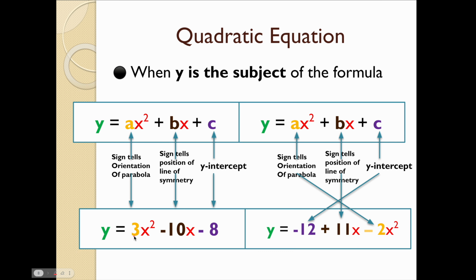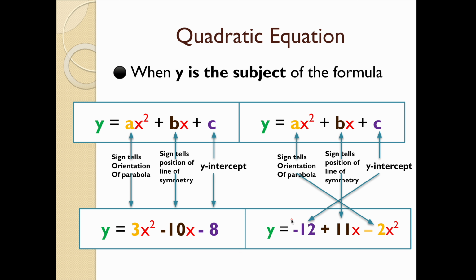Now, based off of this, we know that the value of a is +3. So my question to you is, does this graph have a minimum point or a maximum point? Minimum point. Excellent. How did you know that? Because it's a positive number. Wonderful, because a is a positive number. In other words, 3 is positive.